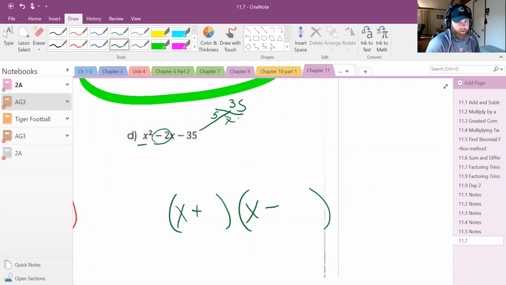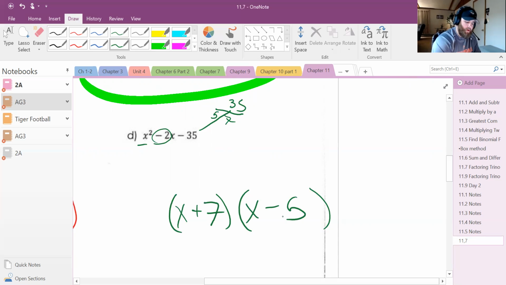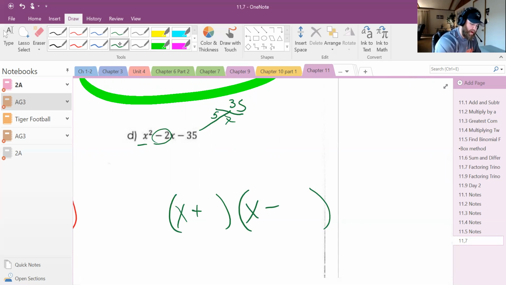Okay. But we need to figure out which one's positive, which one's negative, though. If I'm trying to get to a -2, and I know one has to be positive, one has to be negative, here's where the guess and check could come in. Okay, let me give you the wrong answer. Let's throw a positive 7, -5. What is positive 7 minus 5? A positive 2, right? Is that what I want? No, I don't want that. Erase it. I want a positive 5 and a -7.